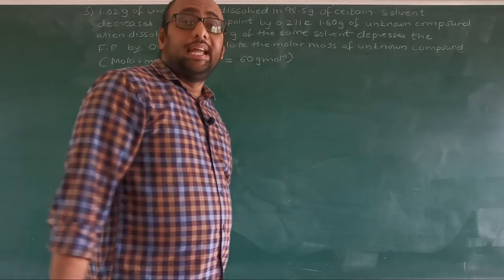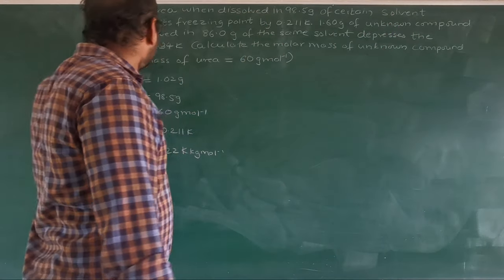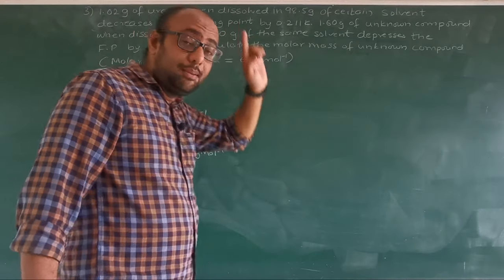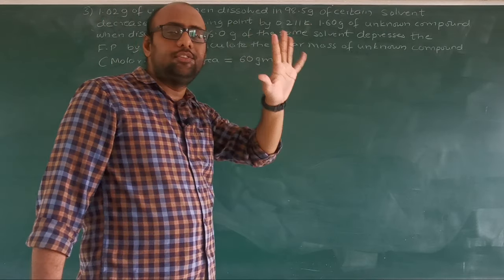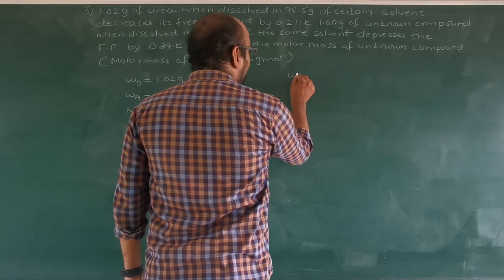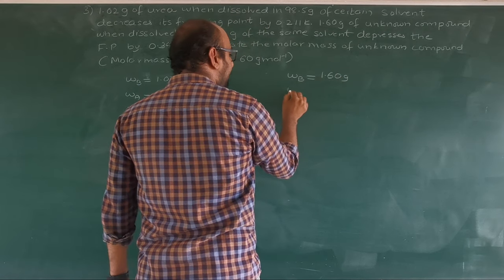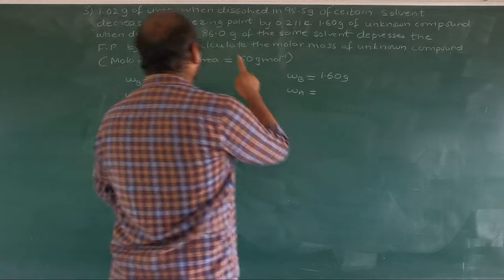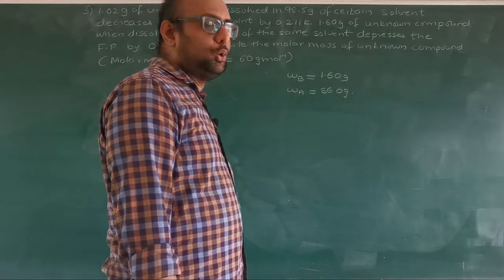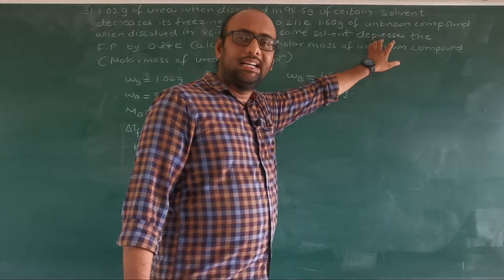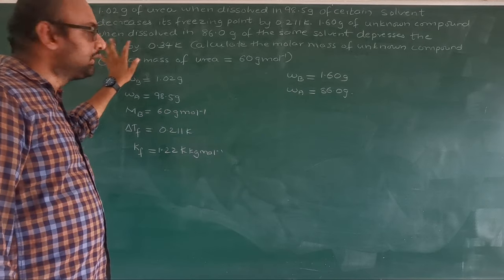In the second solution, 1.60 gram of unknown solute, unknown compound, is dissolved in 86 gram of the same solvent. Whichever solvent you use for the first solution, the same solvent is used for the second solution. So here in the second solution, the weight of solute WB is 1.60 grams. The weight of solvent, WA, is 86 grams, higher quantity, right? Now what happens when this solution is formed? It depresses or decreases the freezing point by this much.